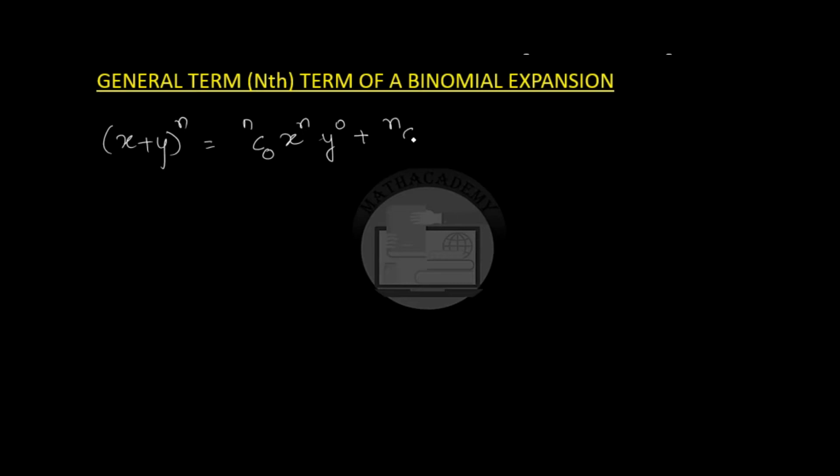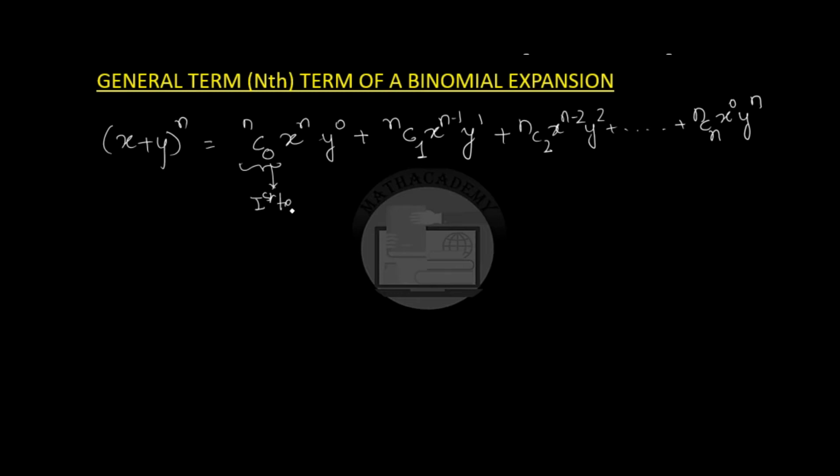As we go ahead, the power of the first term, which is x, keeps reducing by 1 and the power of y keeps increasing by 1 till the power of x becomes 0 and the power of y becomes n, which is the highest power. So we see that when our binomial coefficient is nC0, it is the first term. When the binomial coefficient is nC1, it is the second term. When the binomial coefficient is nC2, then it is the third term.